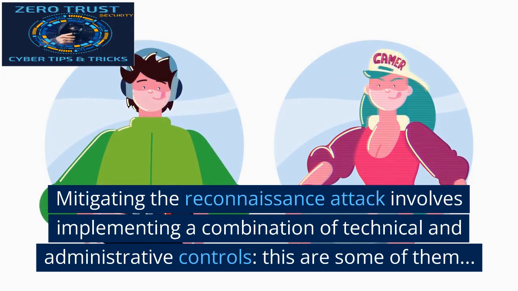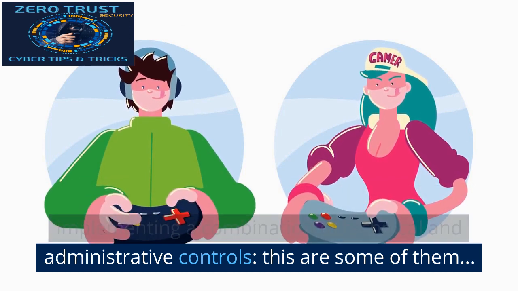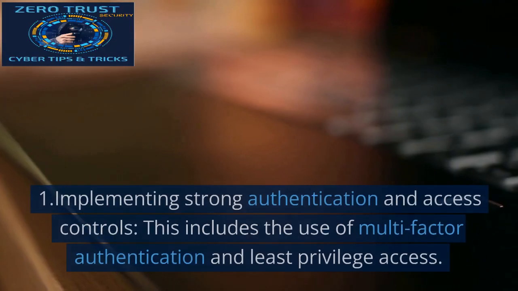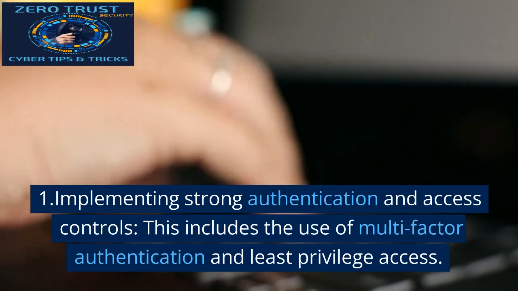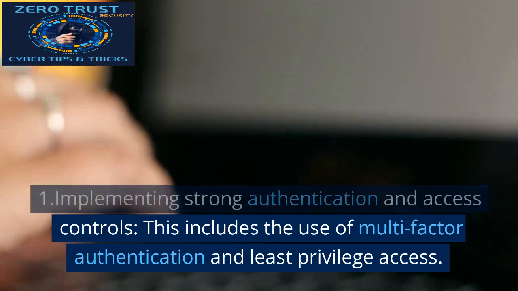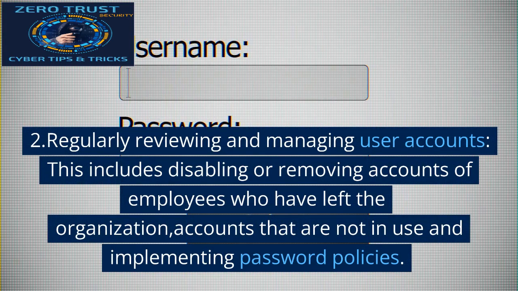Mitigating the reconnaissance attack involves implementing a combination of technical and administrative controls. These are some of them. 1. Implementing strong authentication and access controls. This includes the use of multi-factor authentication and least privilege access. 2. Regularly reviewing and managing user accounts.